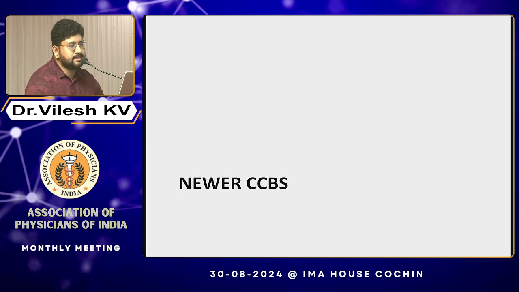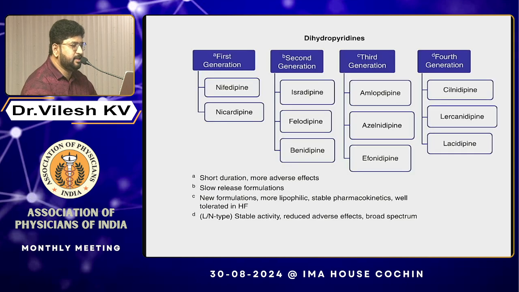So when we go into the newer CCBs, it is mainly the dihydropyridines where we are concentrating, because there's nothing new in the non-dihydropyridines. In the dihydropyridines, the first generation had a very short duration of action but more adverse effects, in which we had nifedipine. The second generation was mainly slow release formulations, in which we had isradipine, felodipine, and benidipine. And the third generation, more lipophilic, with more stable pharmacokinetics and very well tolerated in patients of heart failure, was amlodipine. Newer ones being azelnidipine and efonidipine.